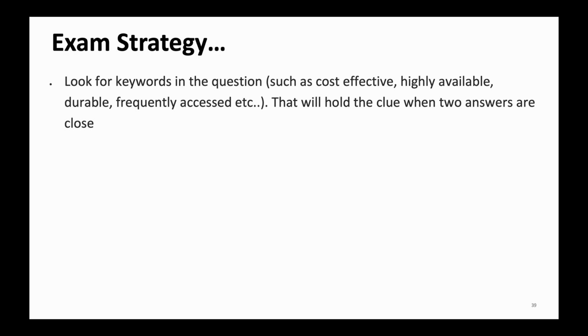And when you are writing the exam, please look for keywords in the question such as cost effective, highly available, durable, frequently accessed, etc. That will hold the clue when two answers are close. So please keep an eye on that. Many times people just forget about these keywords. They will just look at the question, see the first choice, think okay, that suits, and choose that. But if you look closely, maybe you will realize that A is also correct, B is also correct, but B is more cost effective.